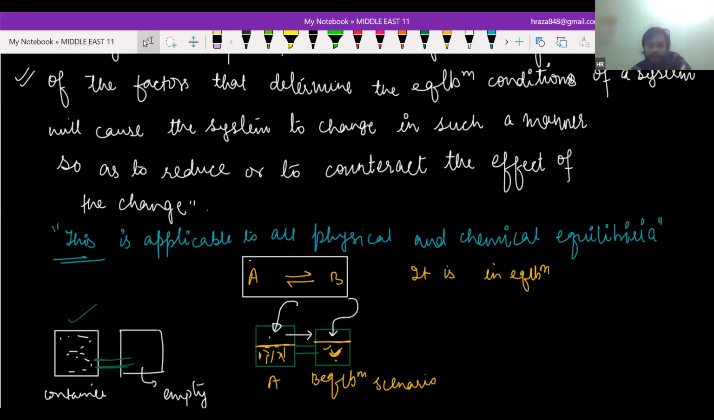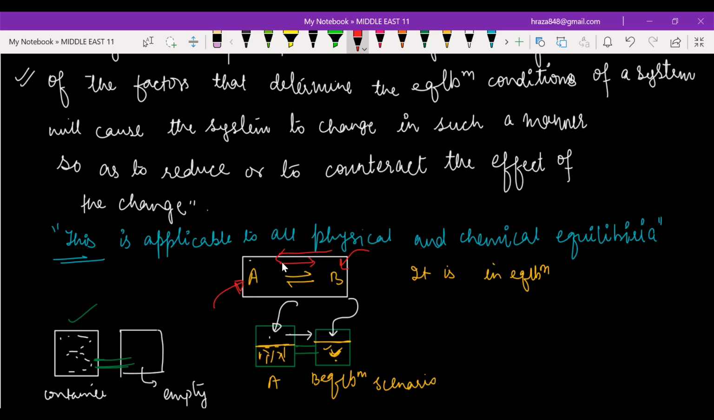So if you are going to add some external agent, like adding concentration of A in the reaction or in the container, what will it do to minimize or nullify the external effect? It will move to the right hand side. And if you add the concentration of B, it will move to the left hand side, so that equilibrium is maintained. Is that clear, Saif? Fawaz? Yes, sir.